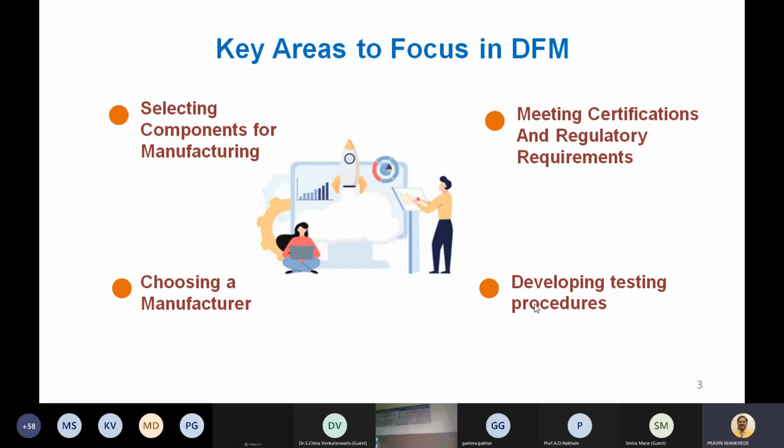So we'll discuss first what component selection is. As we know, many components used in initial development work are very likely not optimal or even suitable for a manufactured product. So part of the DFM process is selecting the exact components that will be used in manufacturing.